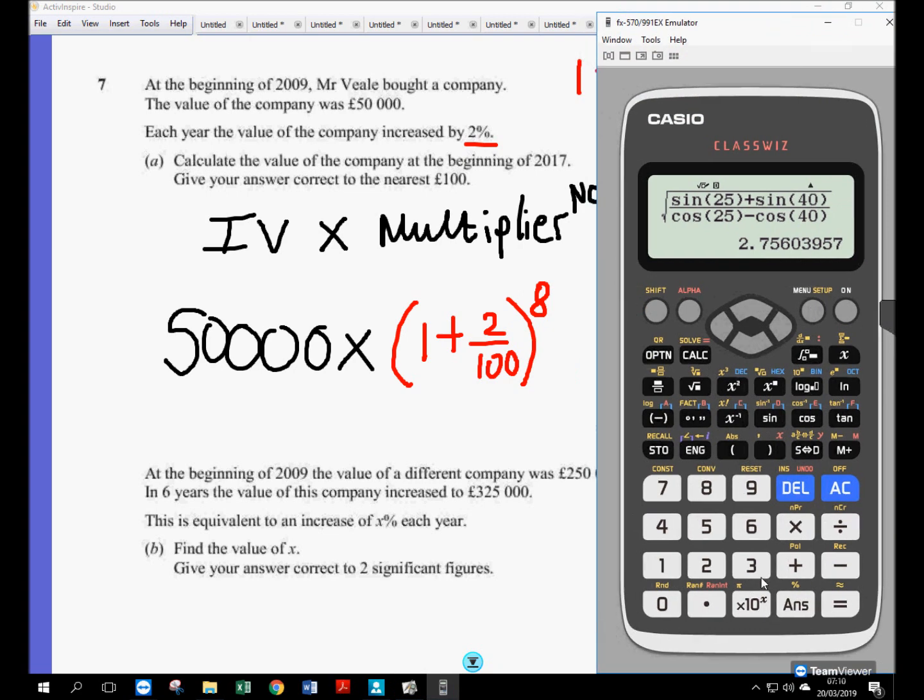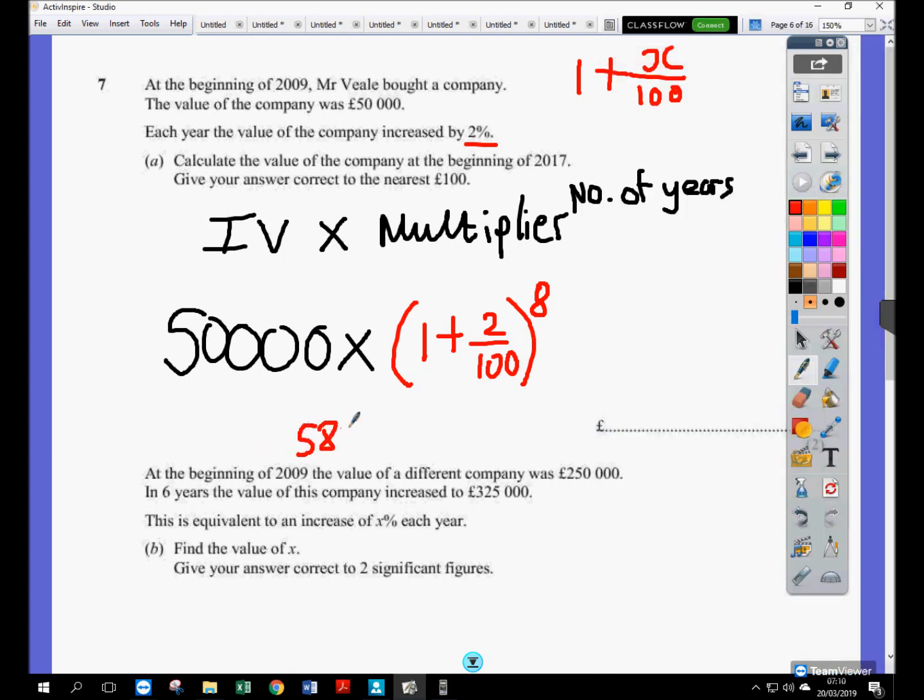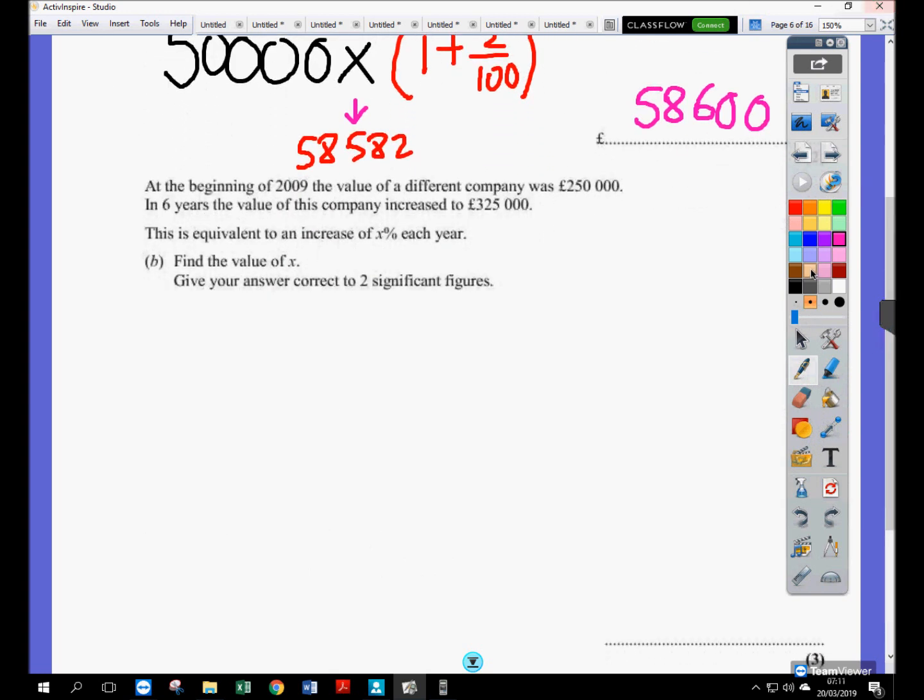Okay, type this into the calculator. You can type it in as it is, or you can work out the multiplier, the number in the bracket, which happens to be 1.02, and raise it to the power of 8. Okay? You can copy down the display, 58,502, etc. And to give your answer to the nearest £100, that's this column. So is it closer to 58,500 or 58,600? 58,600.